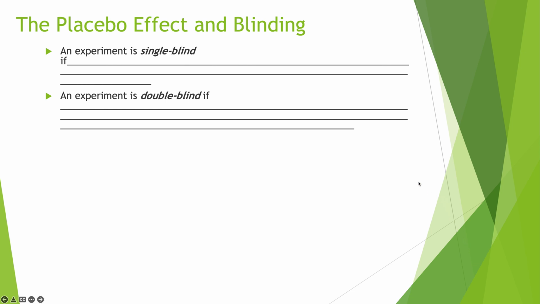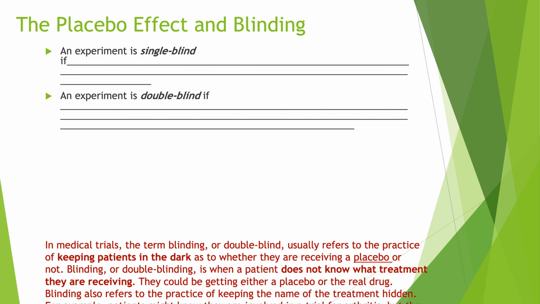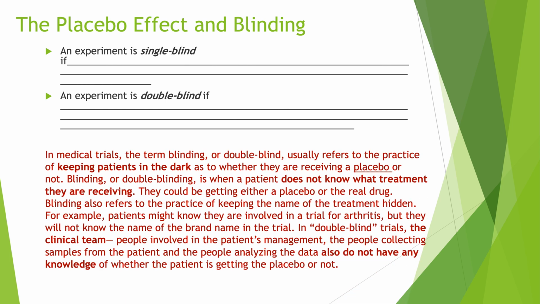Now, what are single blind and double blind? Well, being blind means that you don't know if you're the regular one or if you're in the treatment group or the placebo group. In medical trials, the term blinding or double blind usually refers to the practice of keeping patients in the dark so that they don't know whether or not they are receiving the placebo. Blinding is when a patient doesn't know what treatment they are receiving.